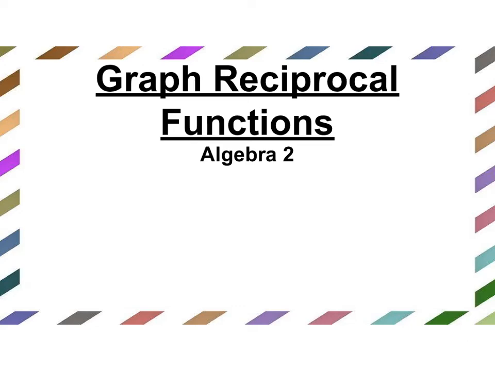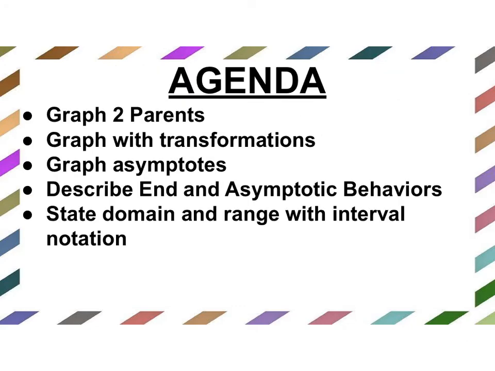Let's learn how to graph reciprocal functions. We're going to graph two different parents. We'll graph them using transformations. They will use asymptotes. And then we'll describe the end and the asymptotic behavior. So that will be new. We'll state the domain and range with interval notation.